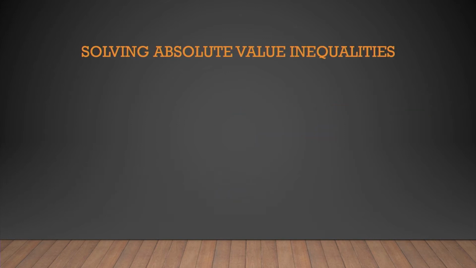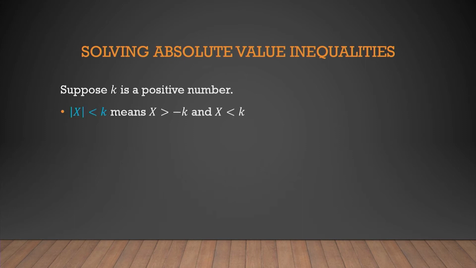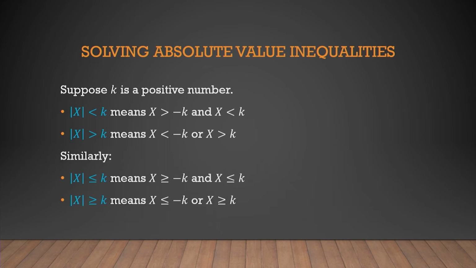All right, now let's focus on solving absolute value inequalities. If k is a positive number, then the absolute value of x is less than k means that x is greater than negative k and x is less than k. And the absolute value of x greater than k means that x is less than negative k or x is greater than k.